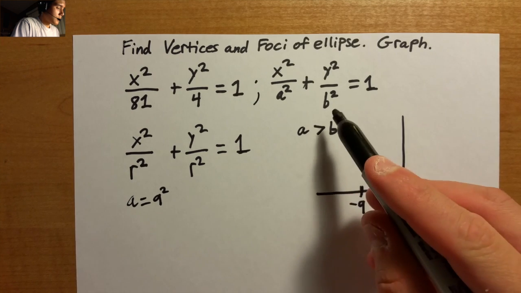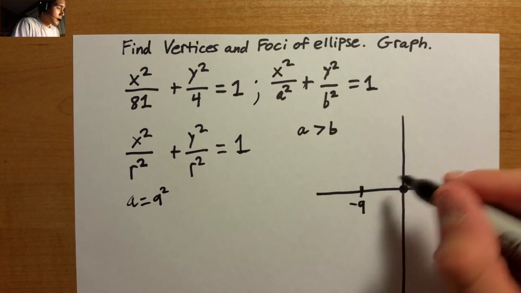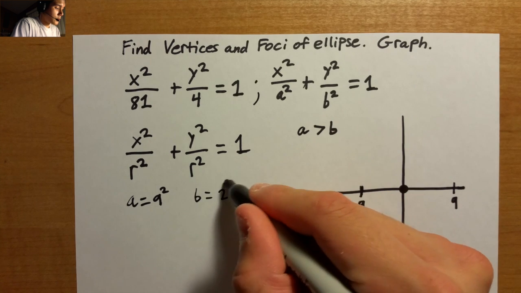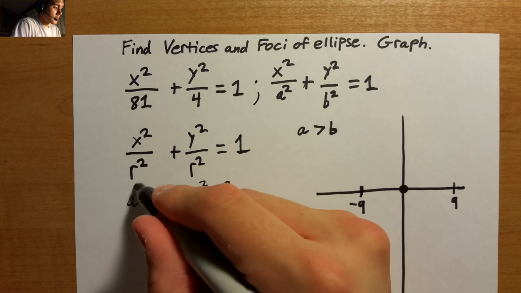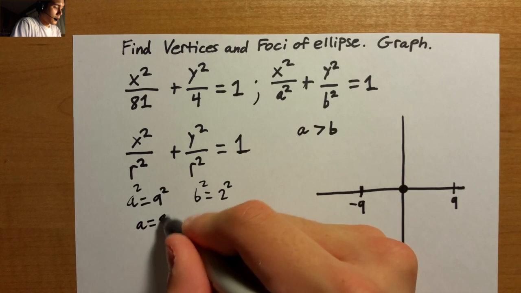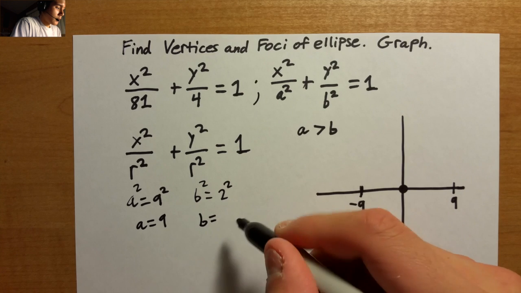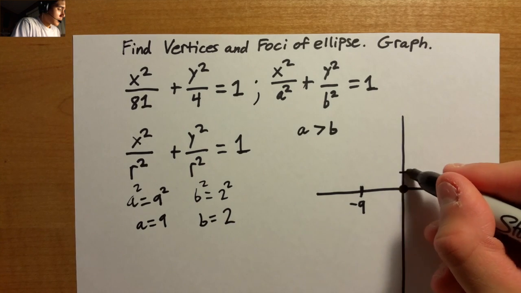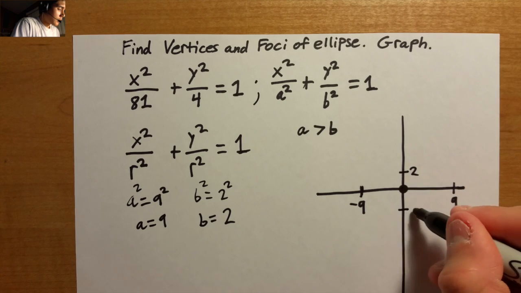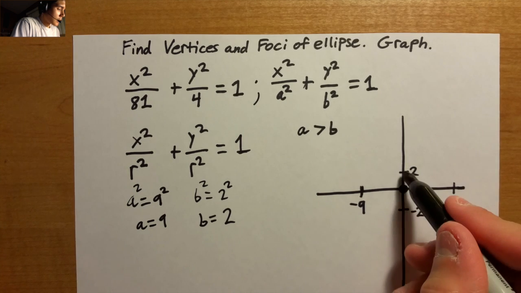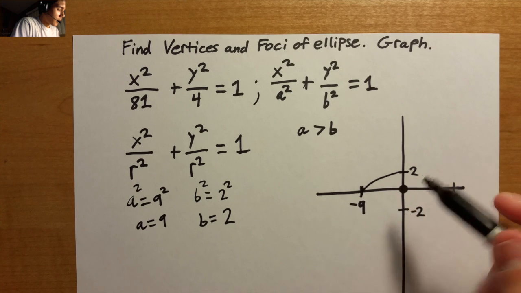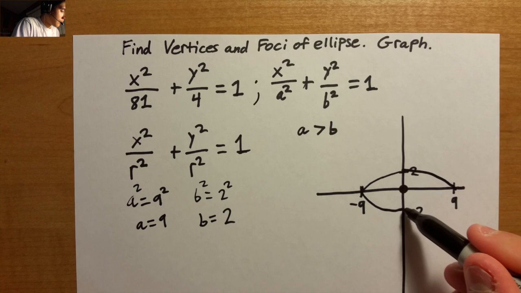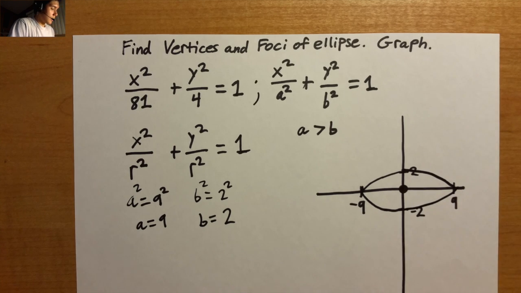And then I guess we can do the smaller one, b. So it's going to be 2, since b is equal to 2 squared. I should actually rewrite this. There. Hopefully that's easier to understand. So now we're going to go up 2, and we're going to go down -2. And we can actually piece this all together to form our ellipse. So there's our little ellipse there.